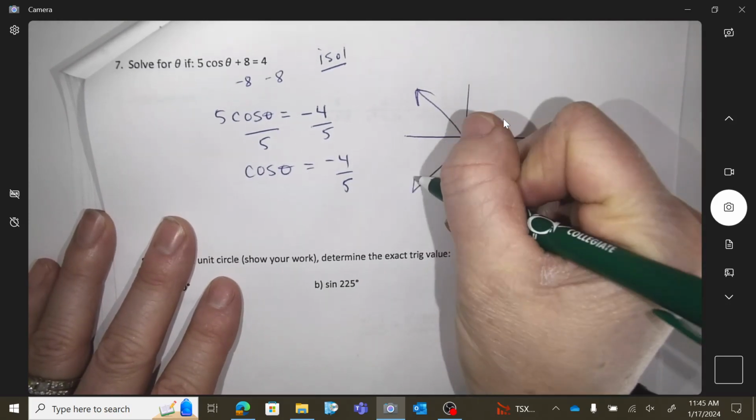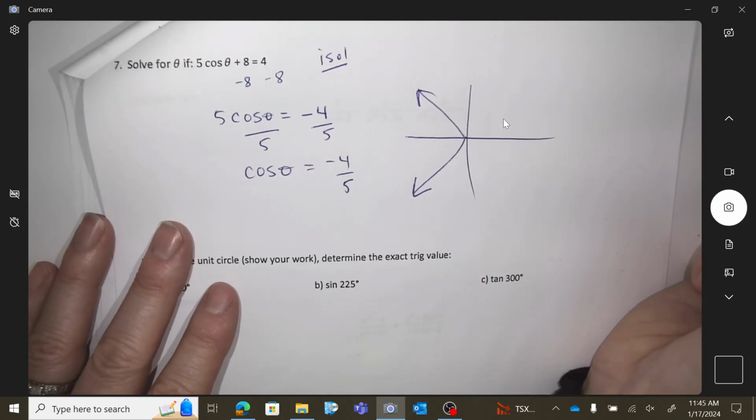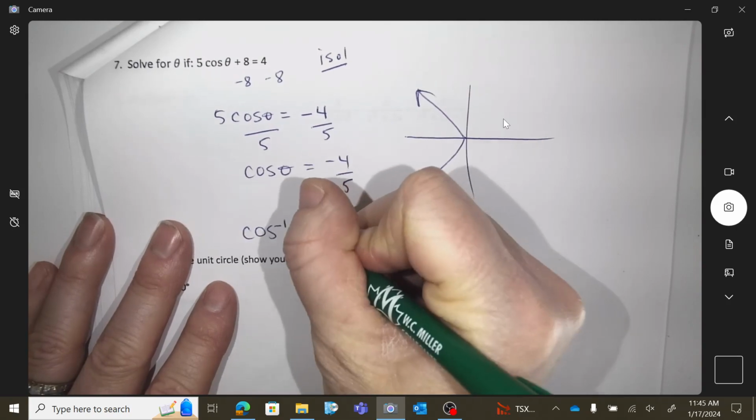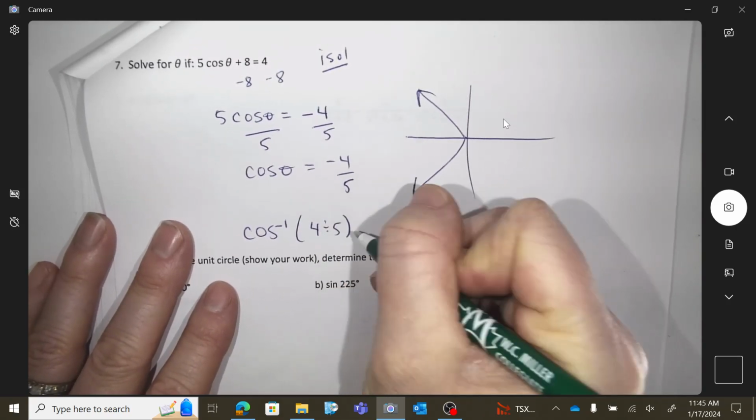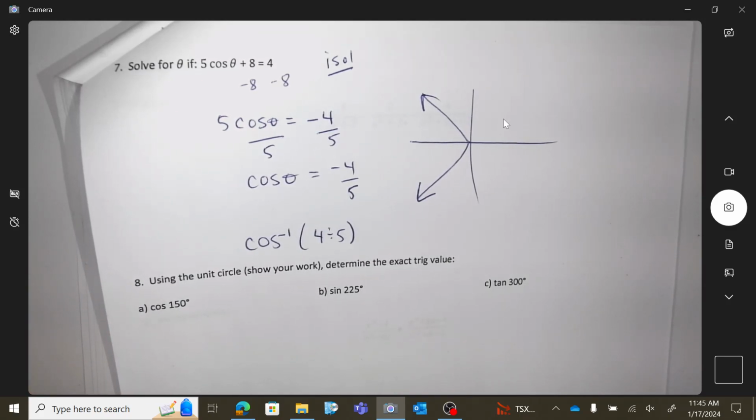Did you pick the lefts? Okay, now I need to start working with angles. So I'm going to cos inverse with no negatives because I'm putting the negative into its location.